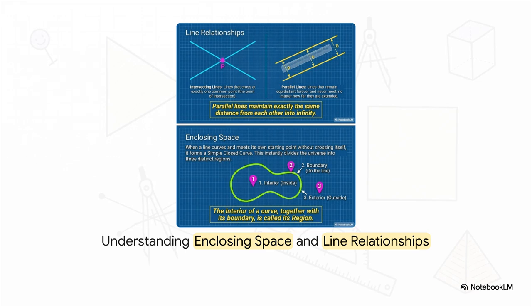But geometry gets super fun when a straight line bends or connects to create a closed curve. The moment that happens, it instantly divides all of space into exactly 3 distinct zones. You have the interior, which is all the space trapped inside, the boundary, which is the line itself creating the fence, and the exterior, which is absolutely everything else in the universe outside of that shape.